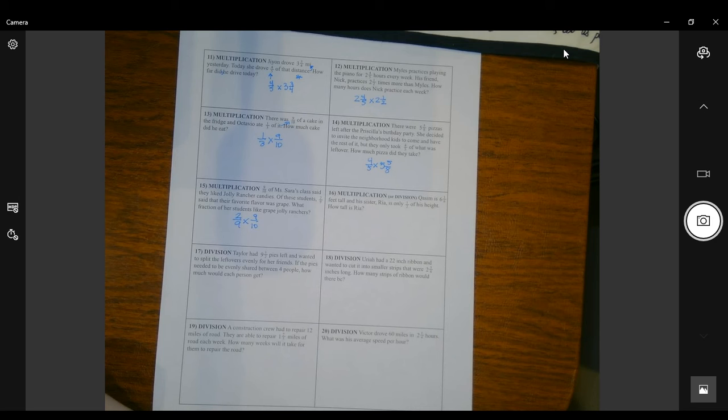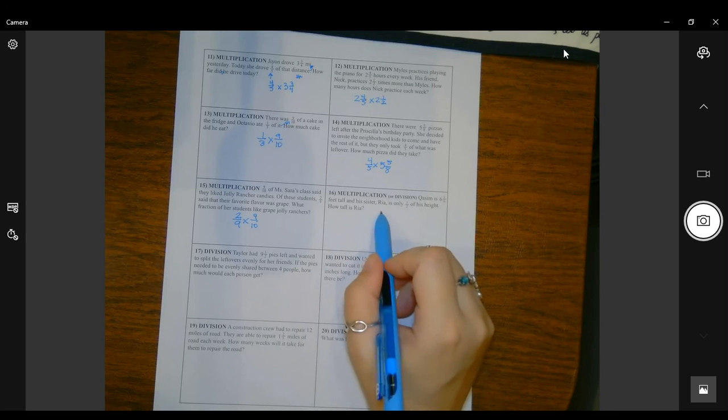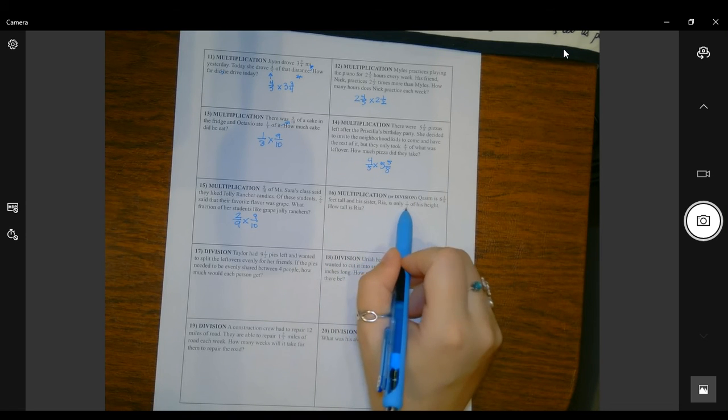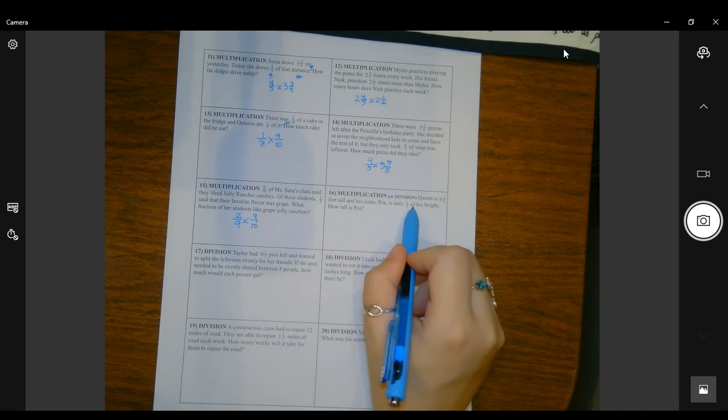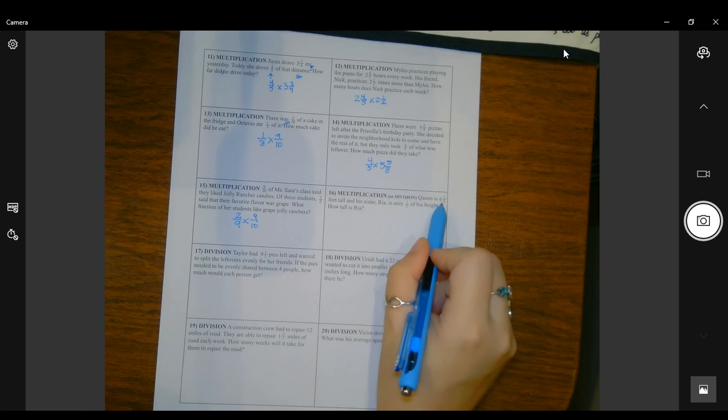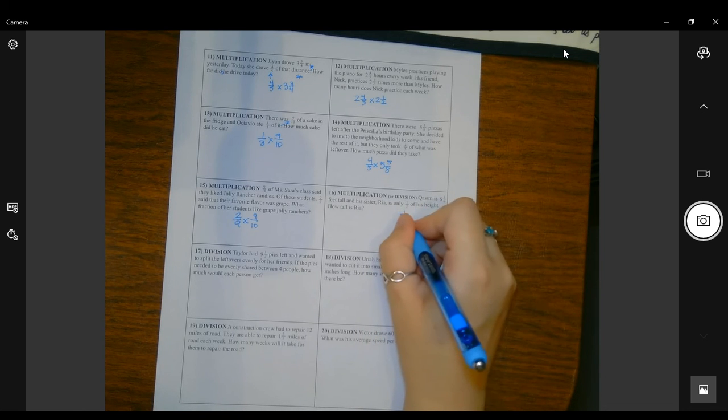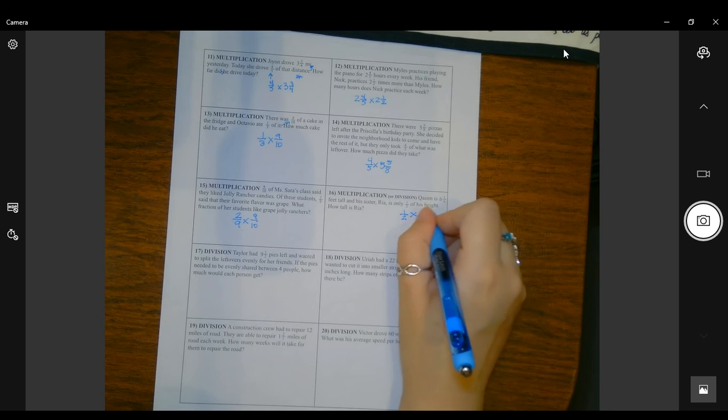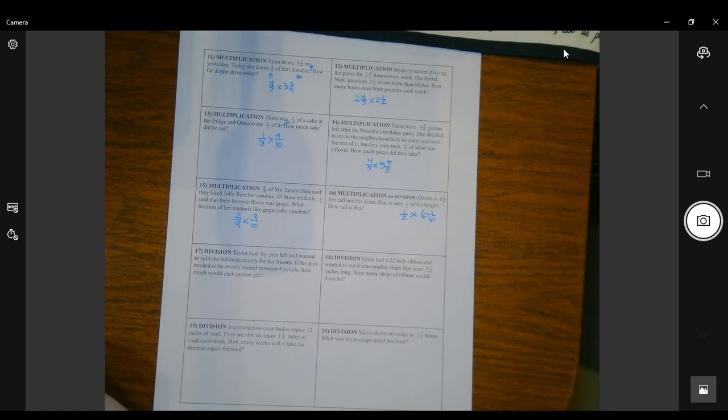The next one says Quasim is 6 1/6 feet tall, and his sister Raya is only half of his height. How tall is Raya? What do you think? Okay, well, how tall is Raya? It says Raya is half of his height, and half of his height is the 6 1/6. So fraction followed by the word of some other number, and that other number is his height, which is 6 1/6, means we're going to multiply.